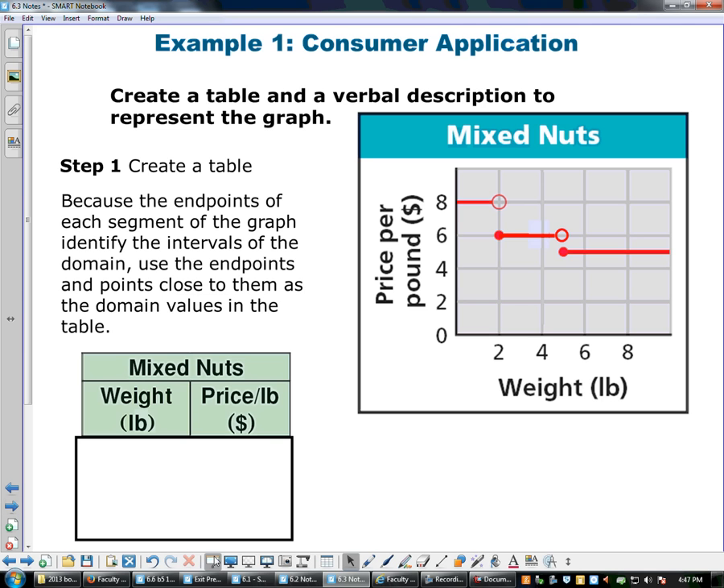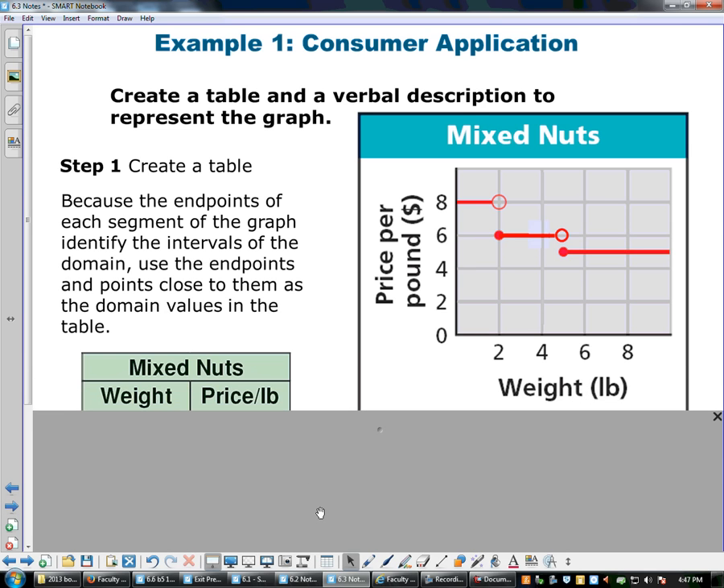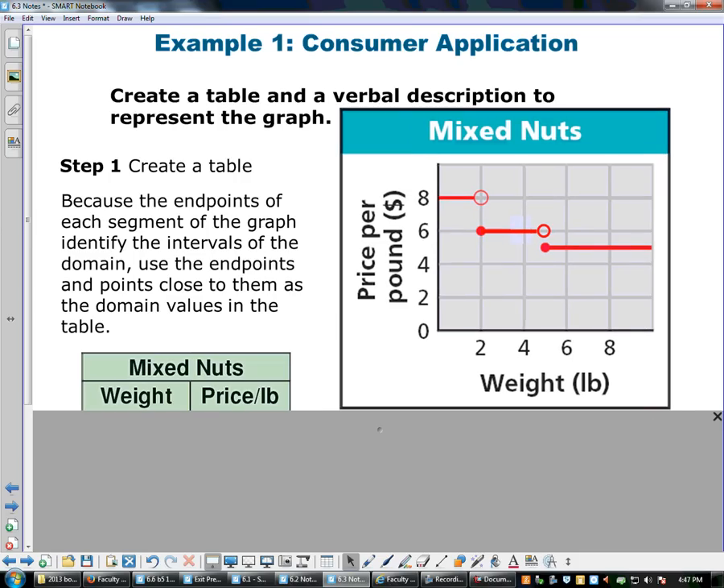Alright, so our first example here is a consumer application problem, and the given information you would have would be this table. So we're given the weight and the price per pound, and we're given three pieces of the graph here. So it's piecewise because it's described by more than one function. So we're going to create a table to demonstrate what's happening here.